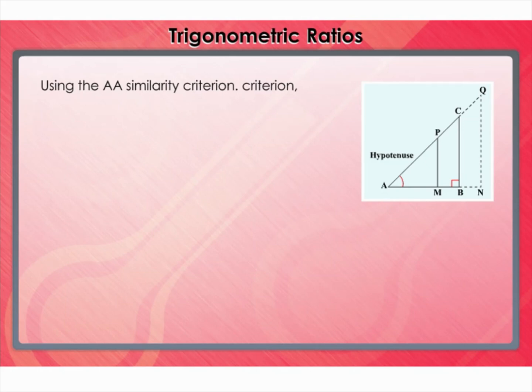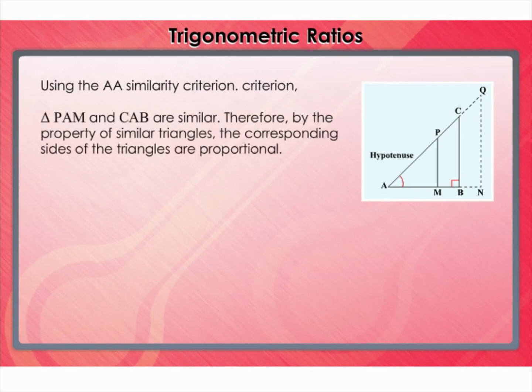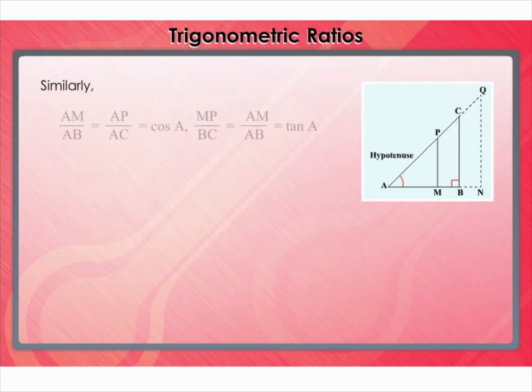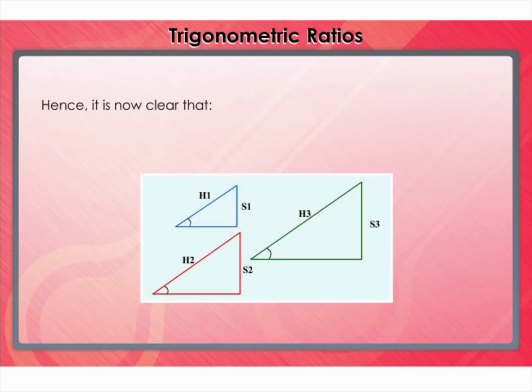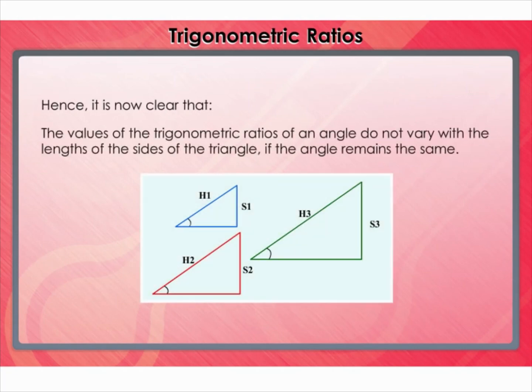Using the AA similarity criterion, by the property of similar triangles, the corresponding sides of the triangles are proportional. So we have, from this, similarly, this shows that the trigonometric ratios of angle A in triangle PAM are the same as for angle A in triangle CAB. In the same way, the value of sin A remains the same in triangle QAN. From our observations, it is now clear that the values of the trigonometric ratios of an angle do not vary with the lengths of the sides of the triangle if the angle remains the same.